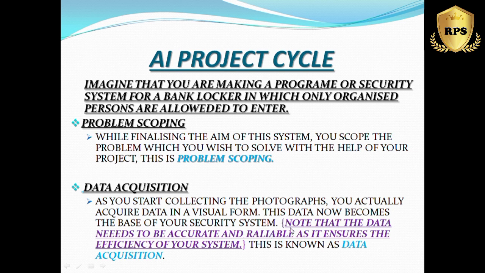There is a note that the data needs to be accurate and reliable as it ensures the efficiency of your system. So when the second step is going on, you should collect data which is totally accurate and reliable. If there is any single mistake in this data, your system's accuracy will be affected by this. This process is known as data acquisition.